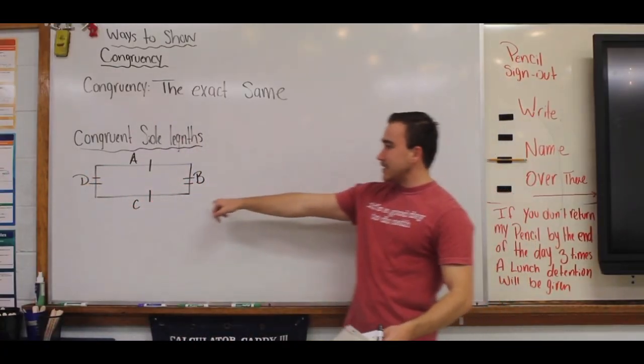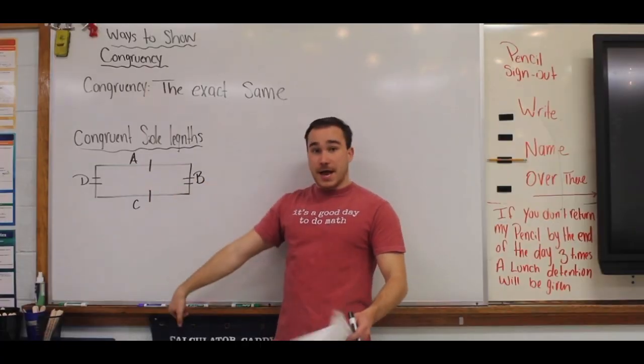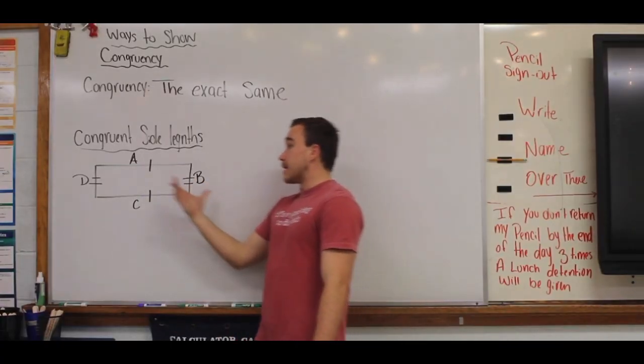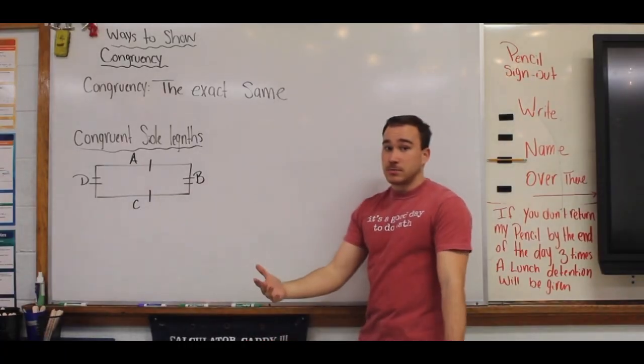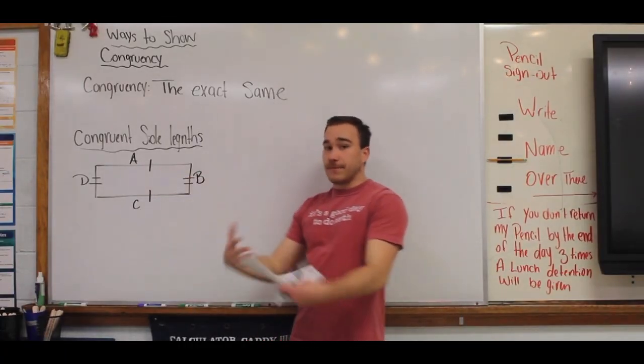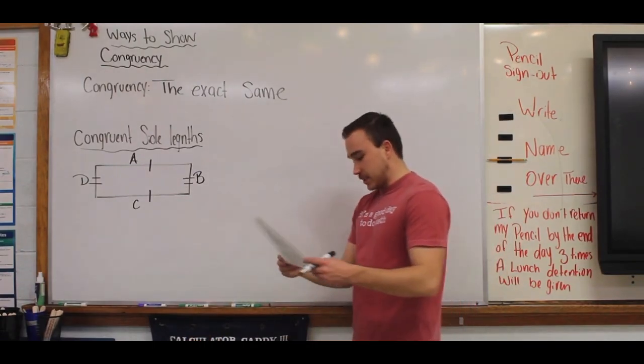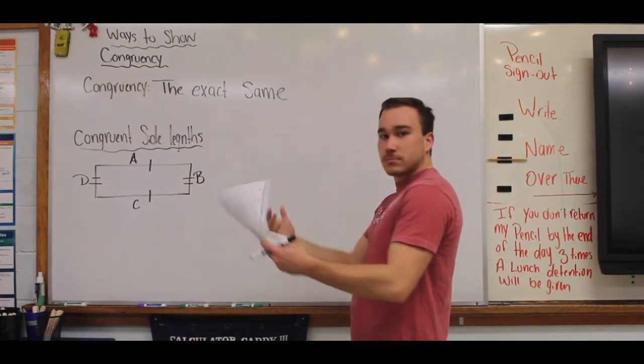So side A and side C are congruent because they both have one hash. Side D and side B are congruent, and we know that because they have two hash marks. We know sides A and C are different in length than sides B and D because they have different hash marks. Hope that makes sense. Now, we're just going to write out what I just said.